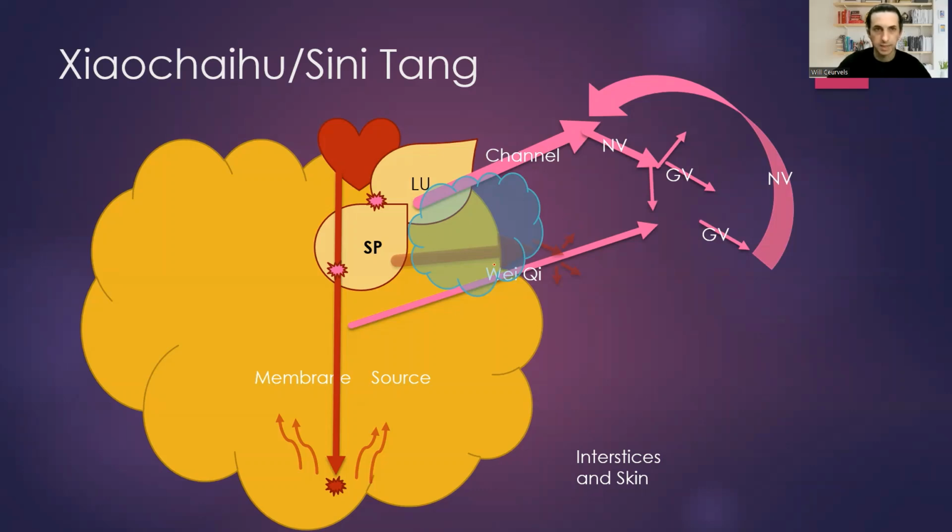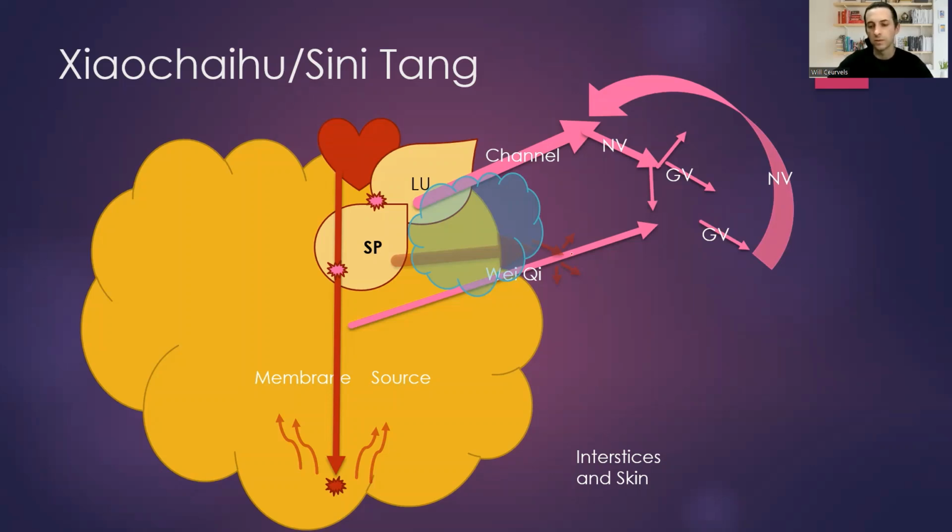And so that's one aspect of the formula. In Sini Tang, the congestion would be a little bit more dispersed. And then the other thing to note, of course, is that these arrows denoting the Wei Qi and the Ying Qi are a lighter pink, meaning that this upright Qi is a little bit damaged already in these two formulas. Sini Tang uses the Fuzi, Ganjiang, Gancao, and Xiao Chai Tang uses Dangshen, Shengjiang, Gancao, Dazao, right?